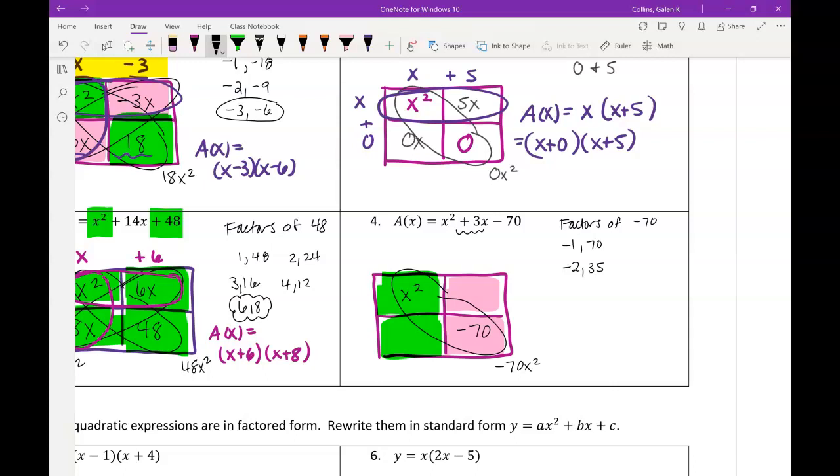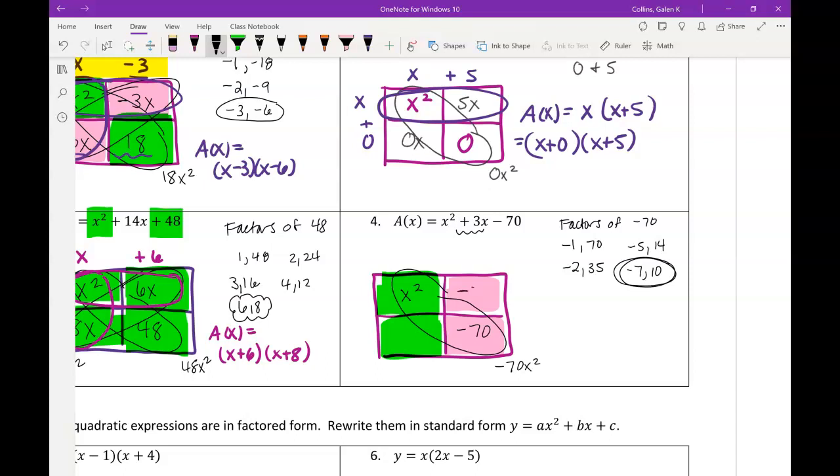70 is not divisible by 3 or by 4. 70 is divisible by 5, so we have like negative 5 and 14. All right, we're getting closer. Let's see, and then we've got negative 7 and 10. Oh, now wait a minute. I think those numbers work because their sum is positive 3.